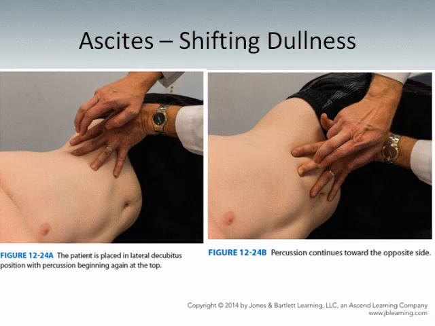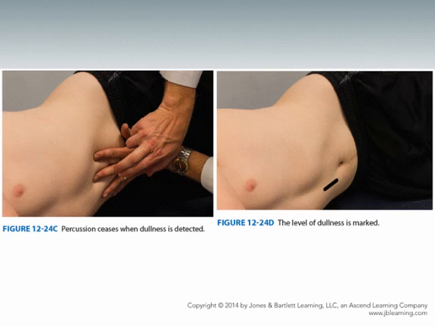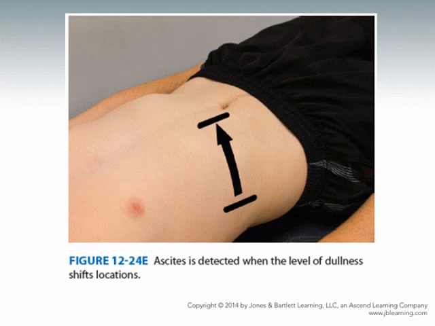And this is just, again, pictures that show you how to do that. Ascites is detected when the level of the dullness shifts location. So this shows you the levels, the shifting of it.